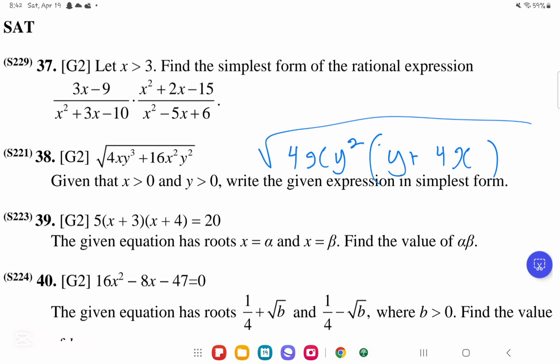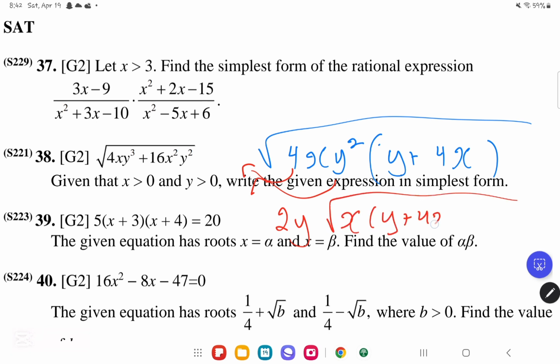My bad. The things you can do a radical for them. 4, you can do a radical for it. It will become 2. You'll take it outside, it will become 2. Y squared, you can do a radical. It will become y. So 2y. But x, you cannot do. So it will be 2y radical x times y plus 4x. Of course, don't leave it like this. You need to simplify. So 2y radical xy plus 4x squared. And that is it for the number 38.